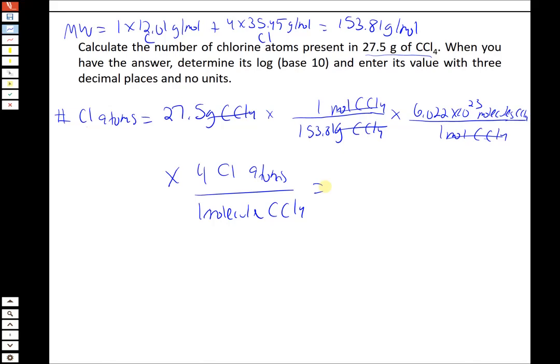So when we do this one, remember that last time we multiplied by 4, what we get is 4.31 times 10 to the 23rd chlorine atoms.